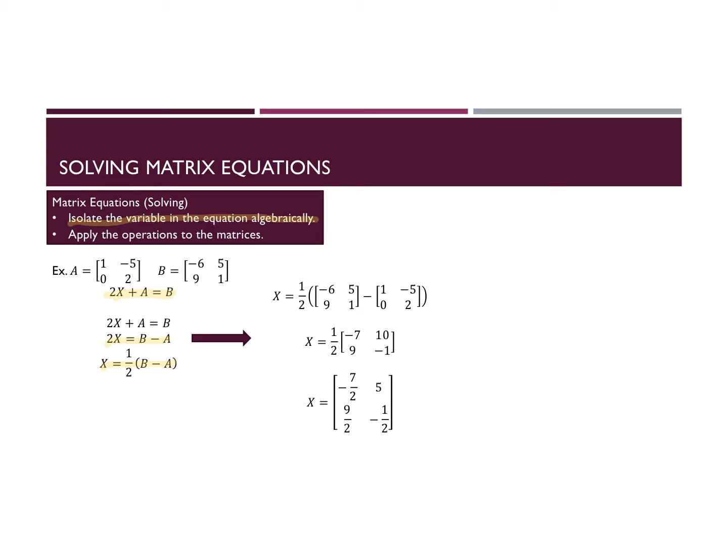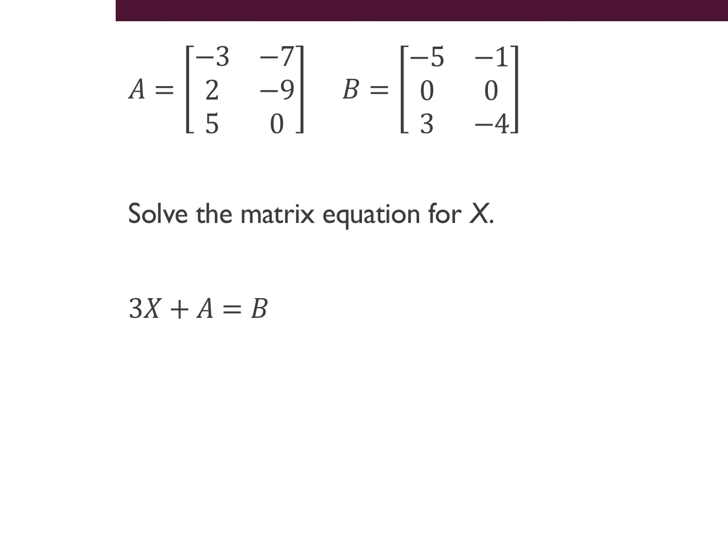The second step is to apply the operations to those specific matrices. So notice we have matrix B, subtract matrix A, and then multiplied by 1/2. So we would do the subtraction first, and then distribute the 1/2 through. Let's look at another example.